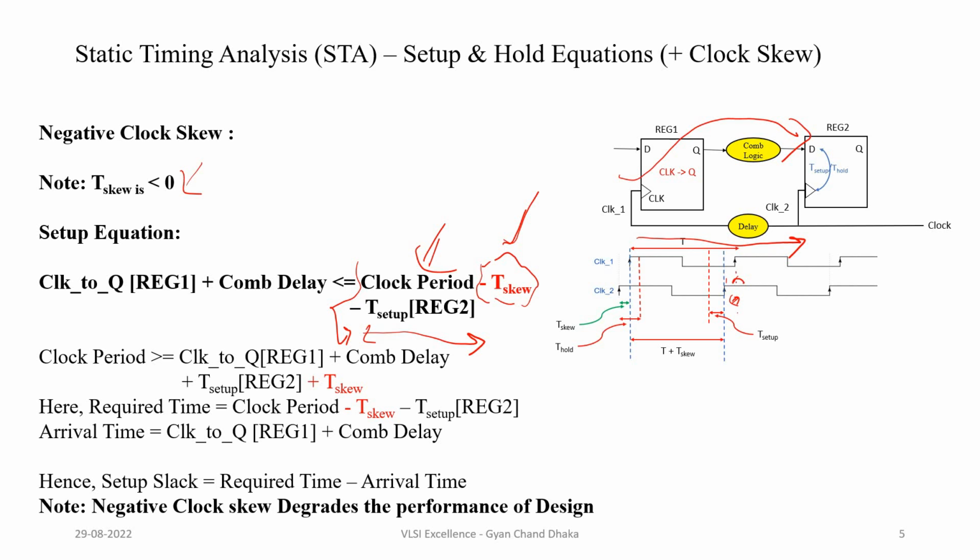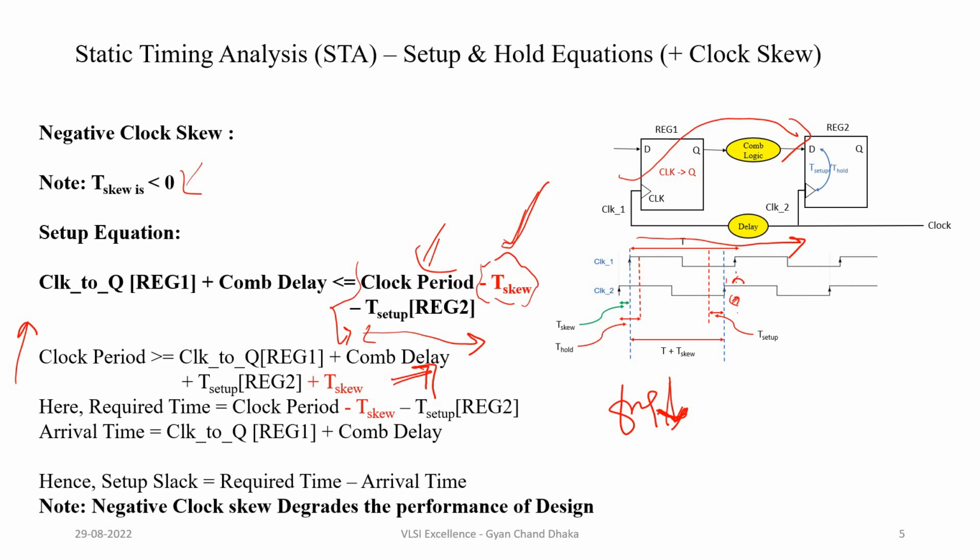So just visualize it and understand that the required time in the ideal case was clock period minus t setup, but now the clock edge itself has shifted left by t skew time. So now the required time has basically decreased. If we rearrange this equation, the clock period has increased by t skew time. So if the clock period increases, our frequency decreases, and that means our design can now only work at lower frequency.